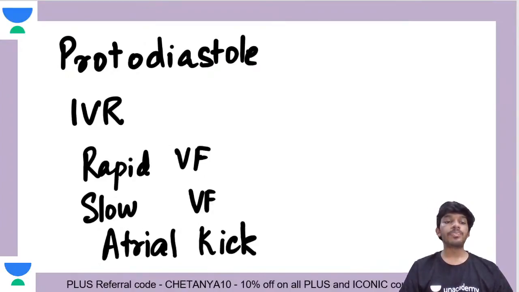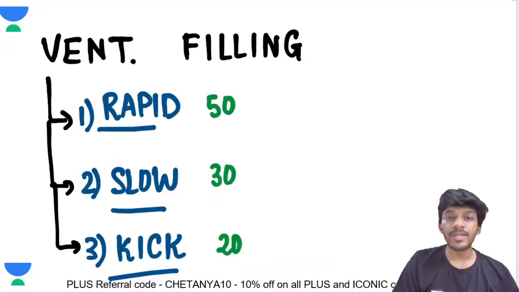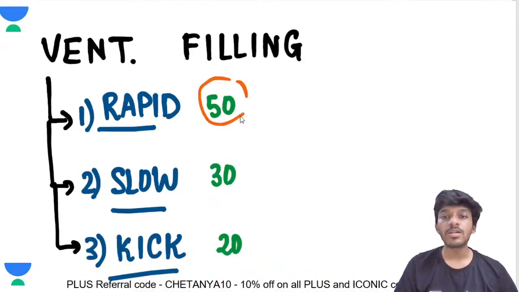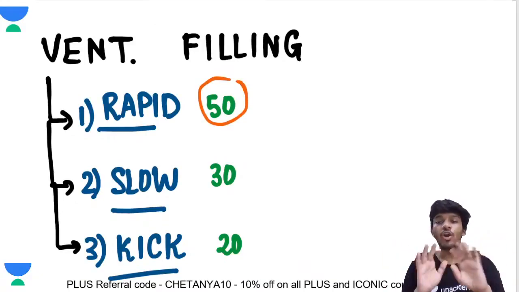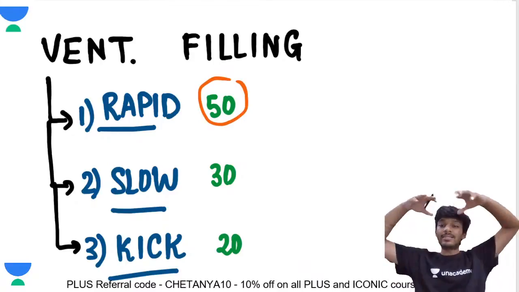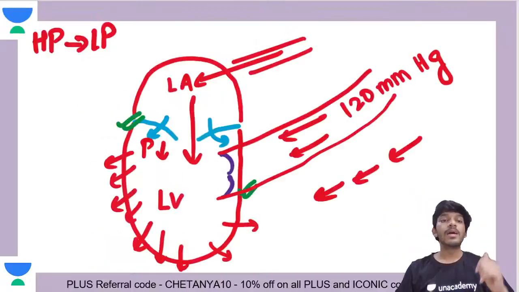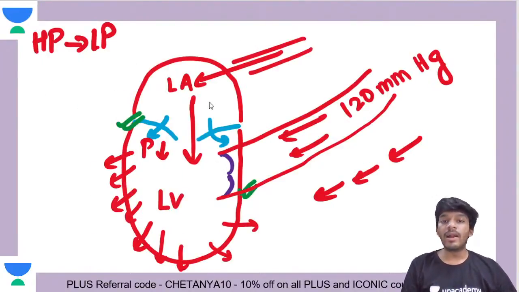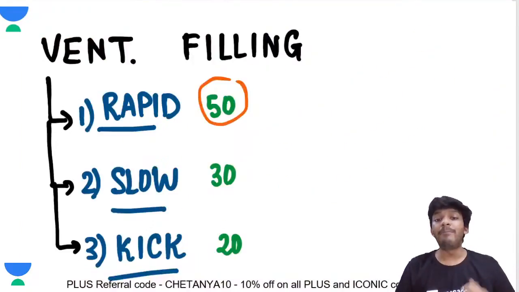Right? So look at this ventricular filling. In the rapid phase, almost 50% of the ventricular filling is occurring. Rapid phase basically means that the atria are not contracting right now. The blood is coming immediately because blood was accumulating all this while in the left atrium. Because this valve was closed, a lot of blood had collected here. So immediately when the valves open, everything will come down very fast. So that is called rapid filling.